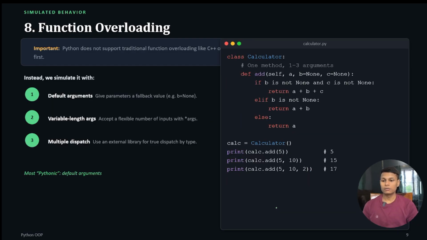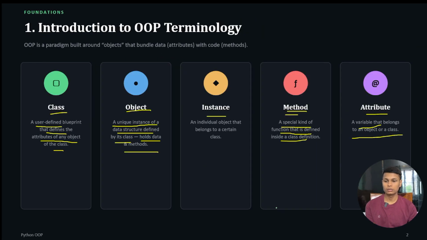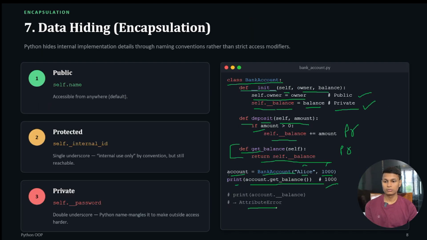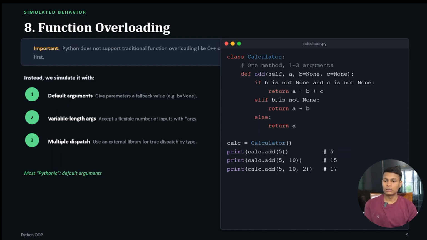Now let's see function overloading. We will also discuss method overriding, but first let's discuss how function overloading works. Let's take a simple calculator which stores the addition of some numbers. Okay, let the thing be like that.